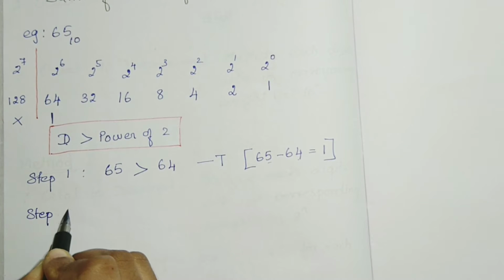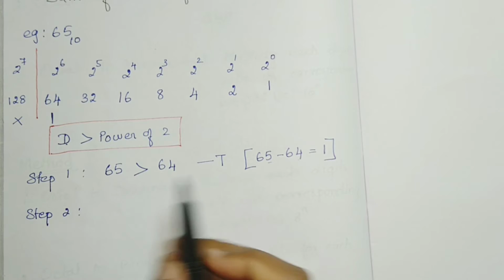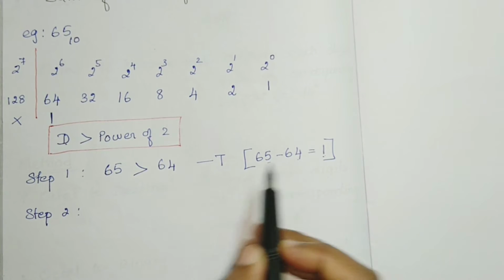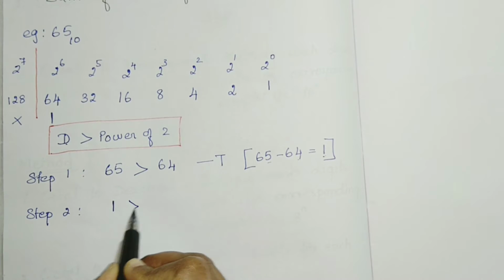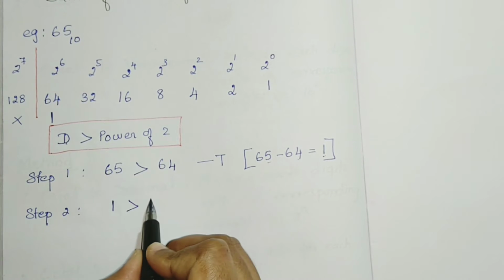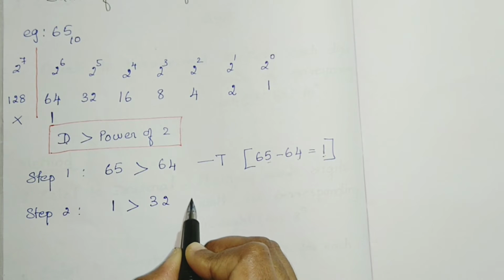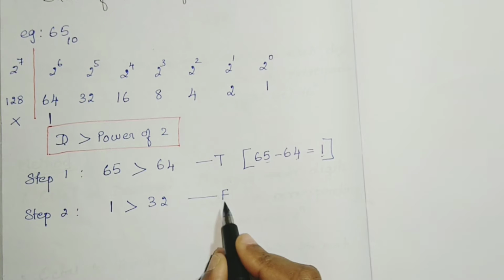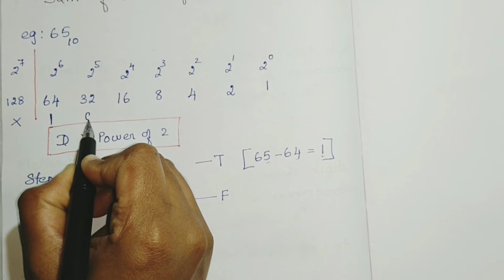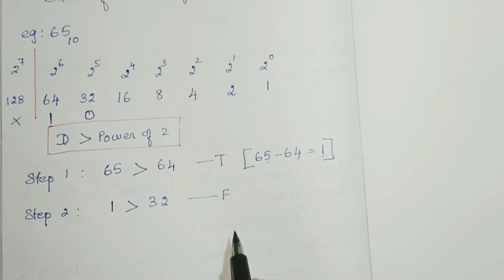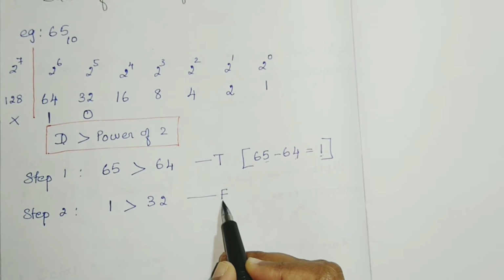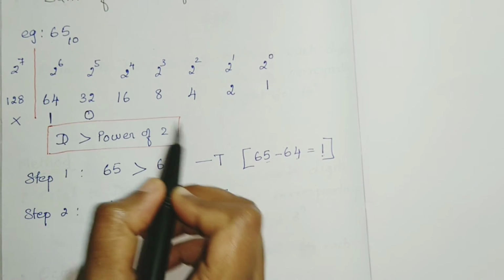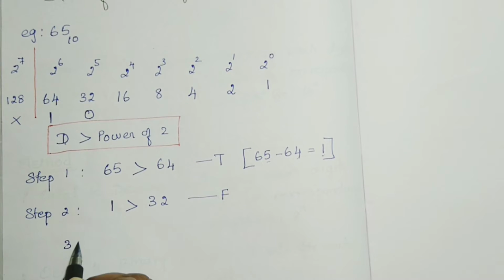Step 2: compare the decimal with the power of 2. The next decimal number is 1. We compare 1 with the next largest power of 2, that is 32. It is false. 1 is not greater than 32. So the result is false, and we have to set that particular bit as 0. If it is true, you have to subtract, otherwise simply write the bit as 0. So for 2 to the power 5, the place value is 0.